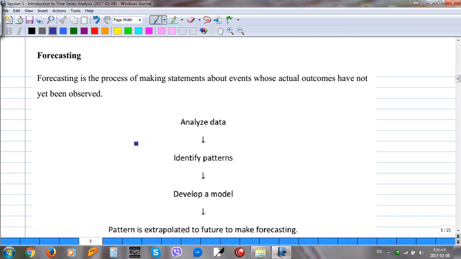So in forecasting, there are four major steps we have to follow. First, analyze the data, then identify the patterns, then develop a model, and the pattern is extrapolated to the future to make the forecast. There are four major patterns we have to identify, which I will describe later. Then we develop a model, and using that model we extrapolate to make the future forecasting. So that is the way of doing forecasting.